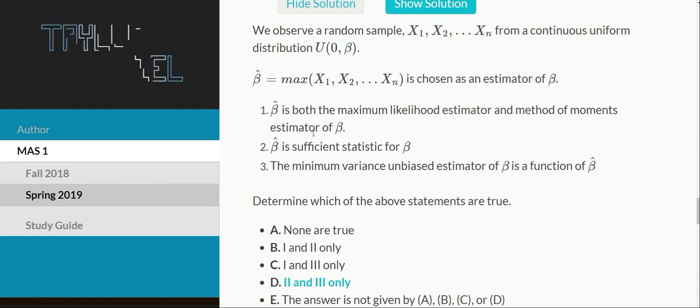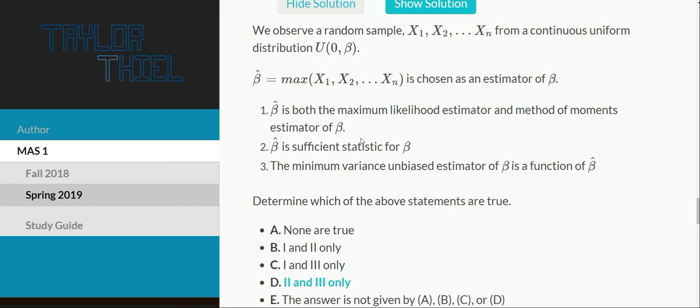2, beta hat is a sufficient statistic for beta. Again, this was in the previous problem, so if you want to see a walkthrough of that, please go to that video. But the maximum observed value is the sufficient statistic, and that's exactly what they have to find here. So point 2 is true.